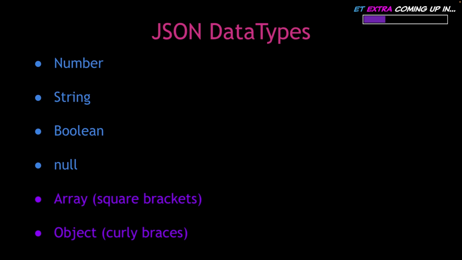We have the number data type at the top. It's important to know that JSON makes no distinction between an integer and a fraction or a float. All of those numeric types fall under the number data type.